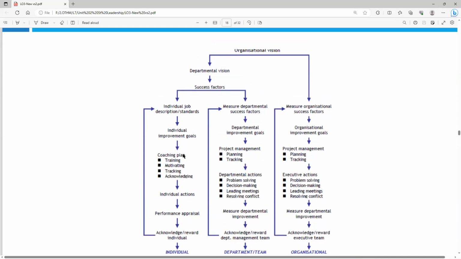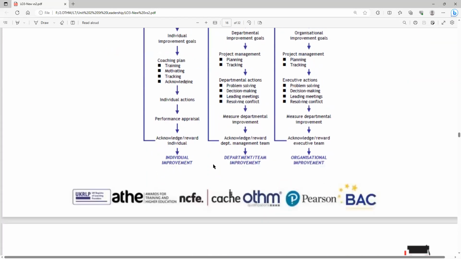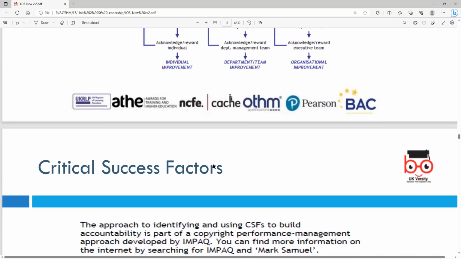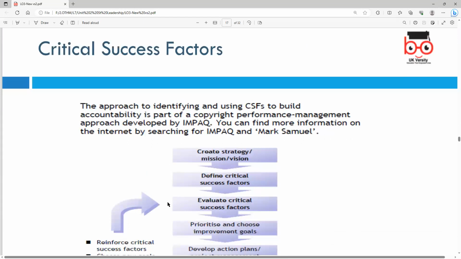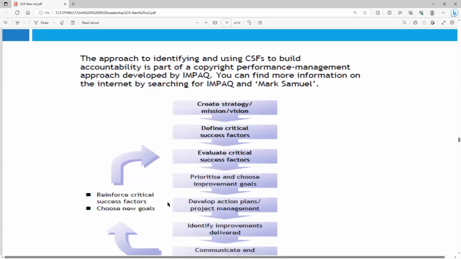There are many different factors, and they all feed into the successful factors, into the department vision, and to the organizational vision. So when we are looking at performance, there are different measures we can use. Another measure we can look at is the critical success factors, or CSFs, which identifies and uses CSFs to build accountability in terms of performance management.